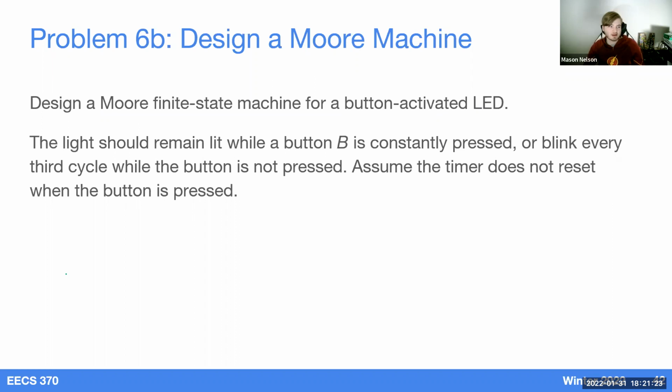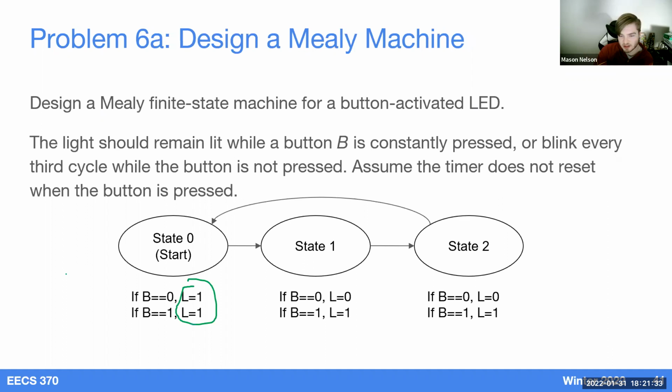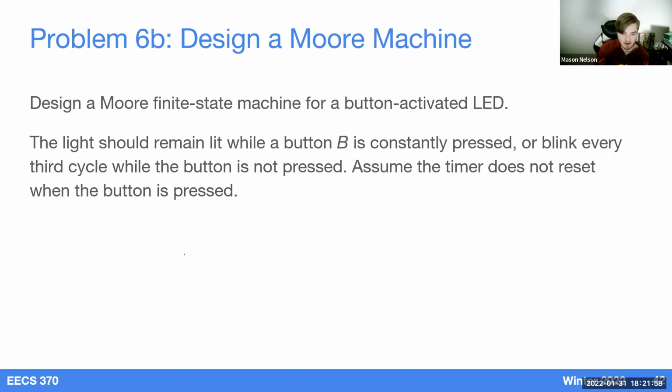Now that means that we can't have our output L as some sort of function of our input B. So the easiest way to do this is to take our Mealy machine, and every time there's different behavior based on the input, we'll just split that state into two states. So state 0, which always has an output of 1, will stay as it is with an output of 1. But state 1 will get split into two states where the output is a 0 and the output is 1. And the same thing for state 2. So now we have 5 states.